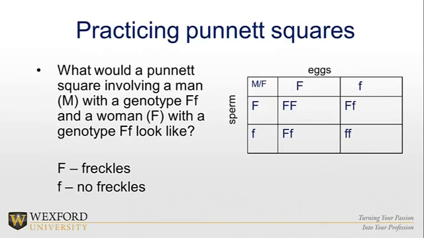So what would a Punnett square involving a man with a genotype, once again, heterozygous Ff, and a woman Ff look like? Same thing we just saw, freckles, no freckles. I want you to just be able to practice these things.